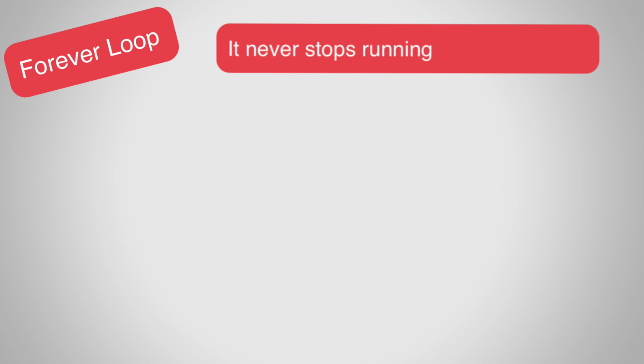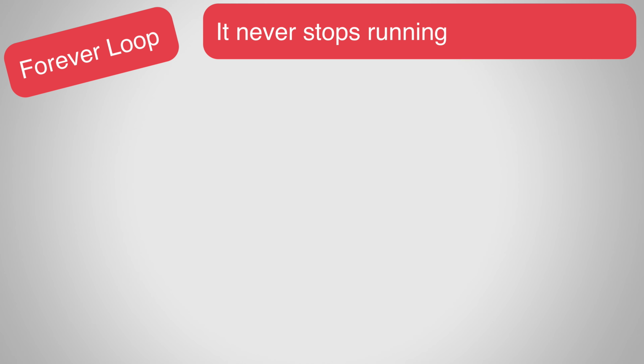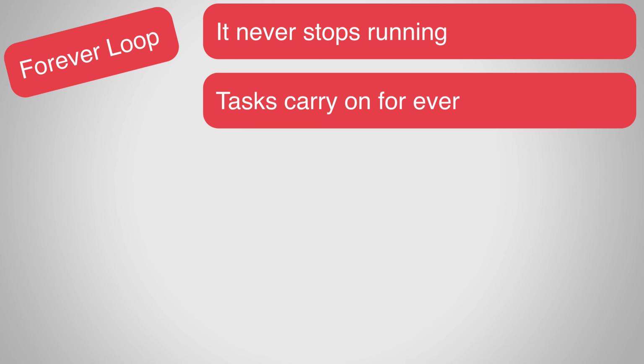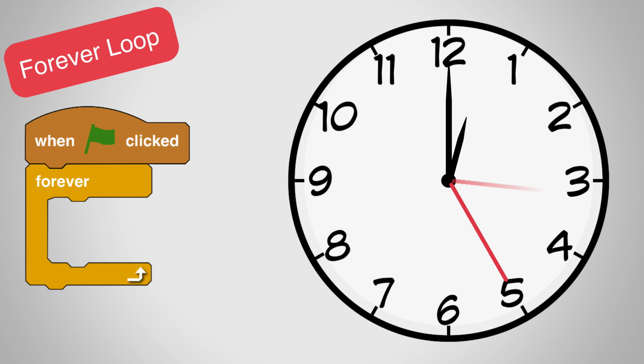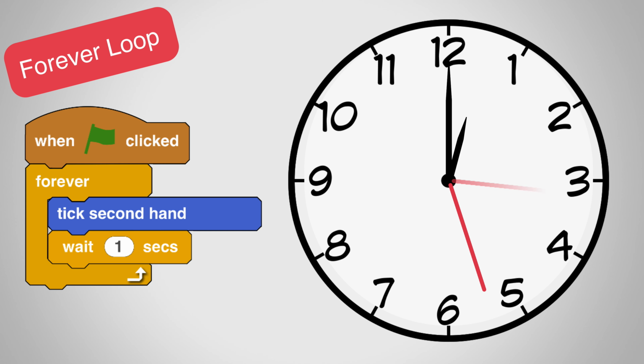The next type of loop is the forever loop, sometimes called the infinite loop, as it never stops running. We use these when we want our tasks to carry on forever and ever, and never stop. Take a clock as an example. Here we want the second hand to move every single second, and to never ever stop. The forever loop makes this easy. It moves the second hand, waits 1 second, then does it all again, and again, and again.